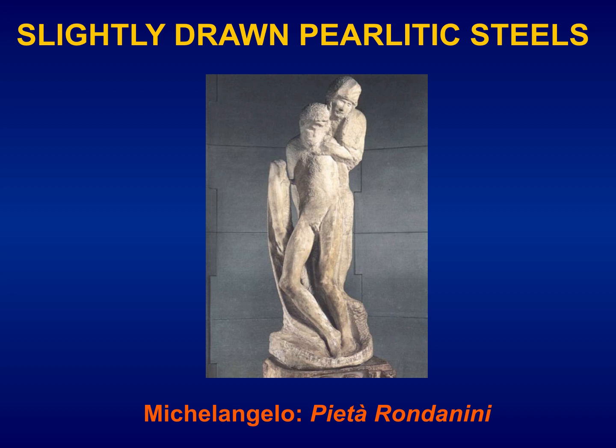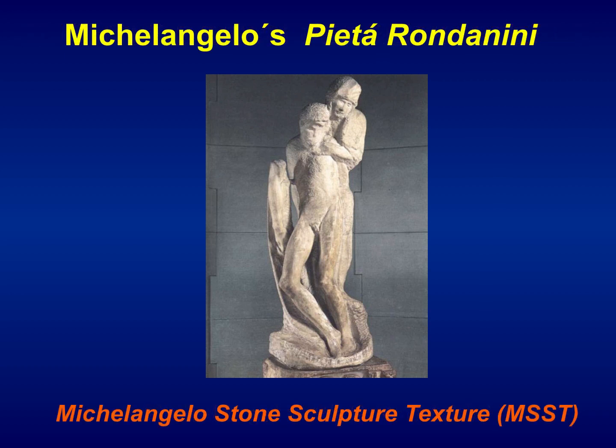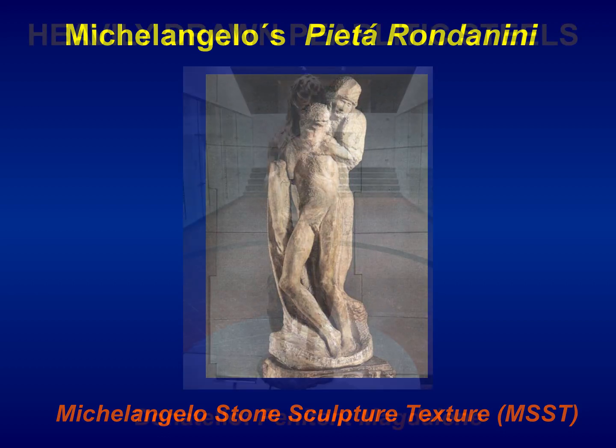Another beautiful example of Michelangelo's structure resembling a slightly drawn perlitic steel fractography in hydrogen-assisted cracking conditions is Michelangelo's Pietà Rondanini in Castello Sforzesco in Milan, Italy. This Pietà Rondanini represents Michelangelo's stone sculpture texture with a kind of roughness which resembles the tearing topography surface. This is the hydrogen damage topography in slightly drawn steels, or not cold drawn at all, hot rolled materials.